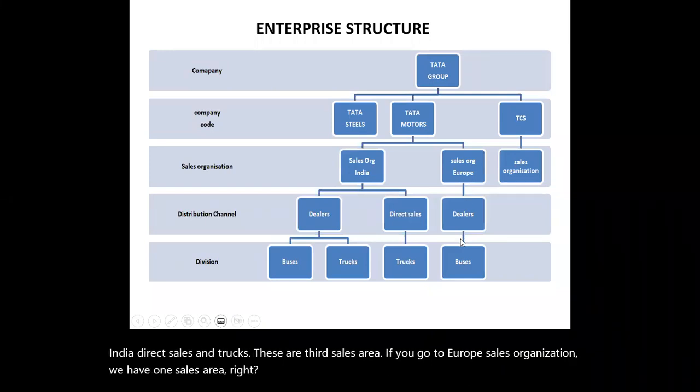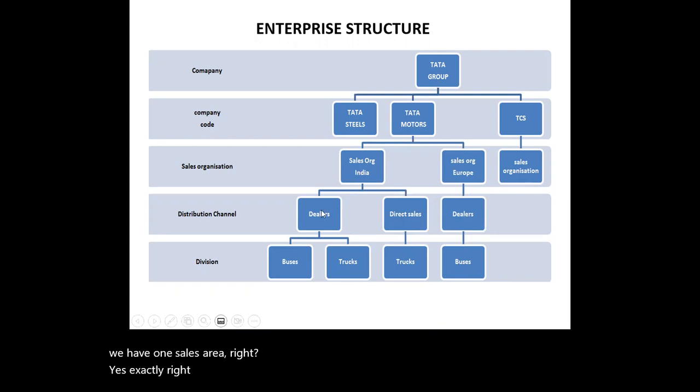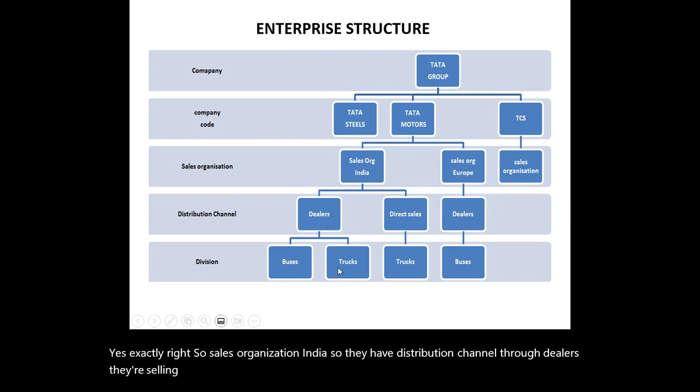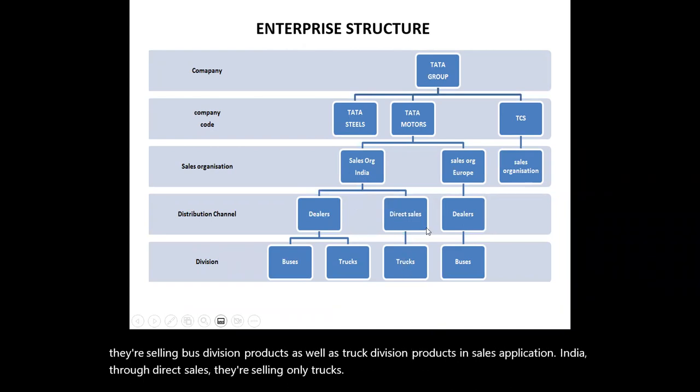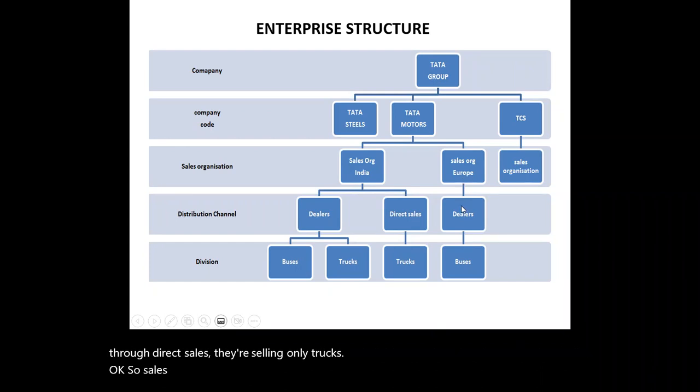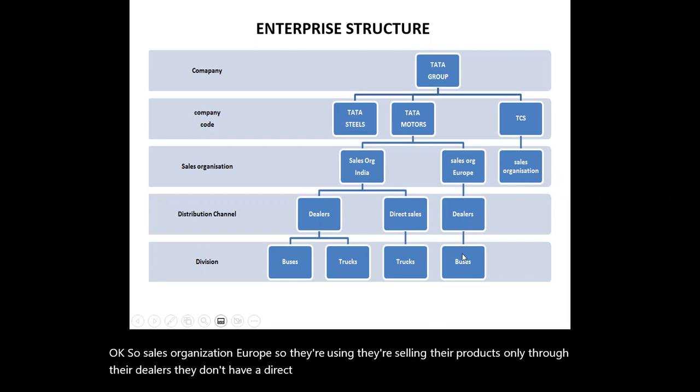So altogether, 4 of them. Yes, exactly. So in sales organization India, they have a distribution channel through dealers. They're selling bus division products as well as truck division products. In sales organization India, through direct sales, they're selling only trucks. Sales organization Europe, they're selling their products only through dealers. They don't have direct sales, so they're selling only bus division products through dealers in Europe.